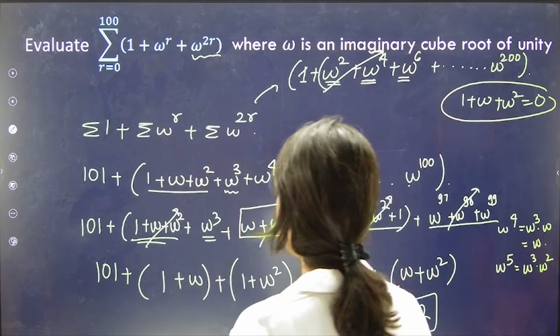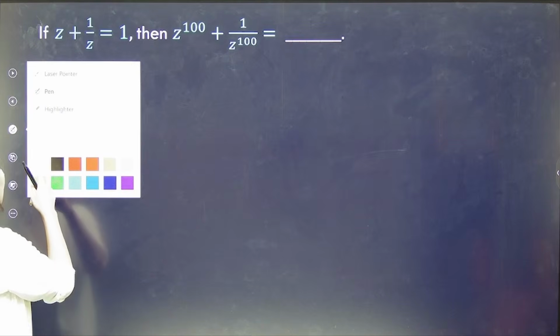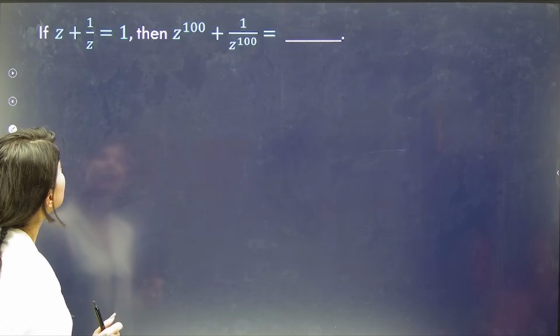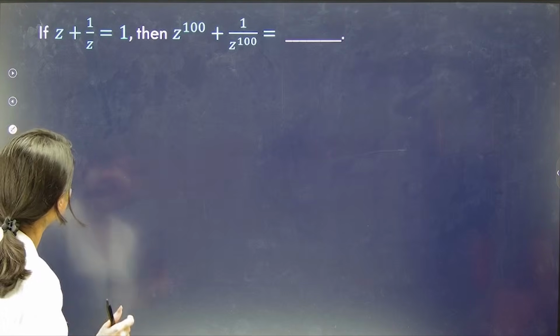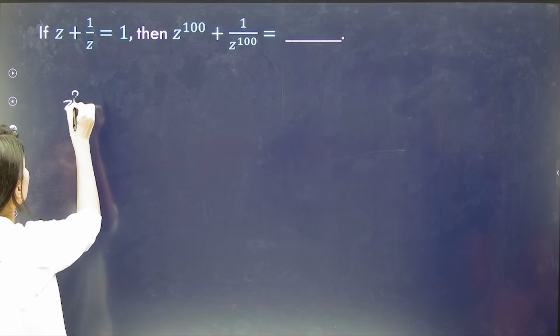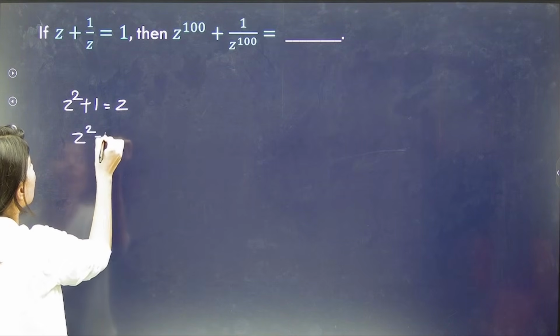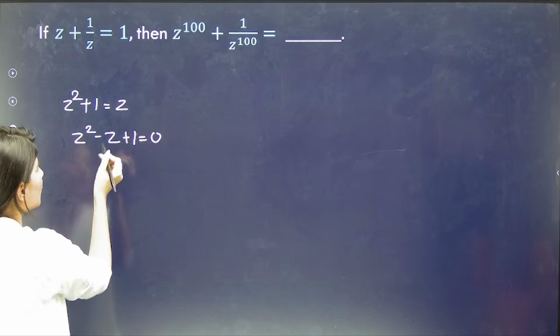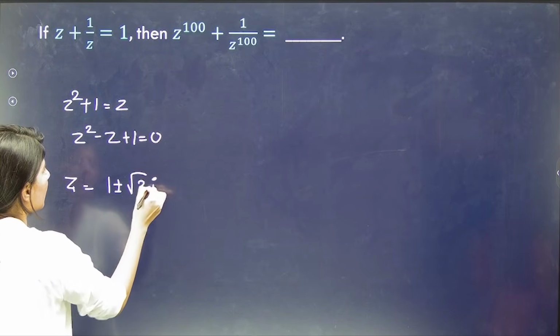Okay, now the last question on cube root of unity we will do. Then we will do a new topic. So z plus 1 by z is equal to 1, then find z raised to power 100 plus 1 upon z raised to power 100. Okay, so z square plus 1 is equal to z. So z square minus z plus 1 equals 0. If you solve it, z will be equal to 1 plus minus root 3 iota by 2.